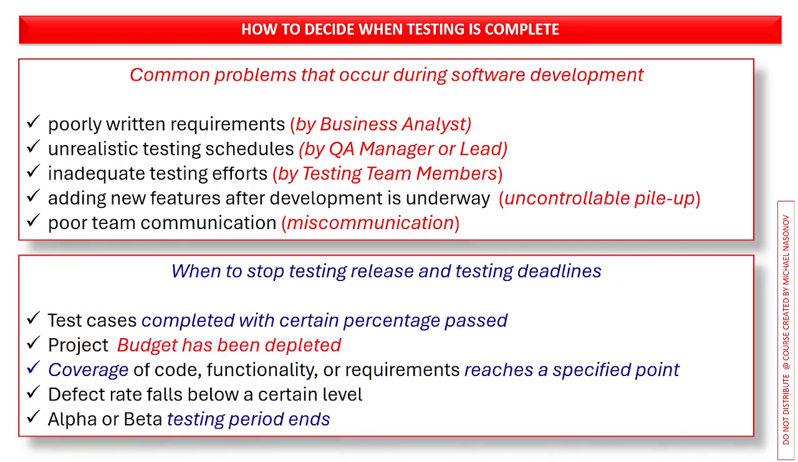When to stop testing, release and testing deadlines. There are a few points. Test cases are completed with a certain percentage passed, or the project budget has been depleted, meaning there is no more available funding for your testing activities. Coverage of code, functionality, or requirements reaches a specified acceptable point. Defect rate falls below a certain level, and alpha or beta testing period ends.